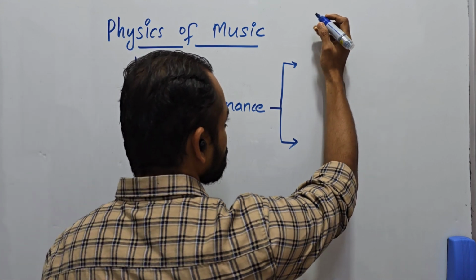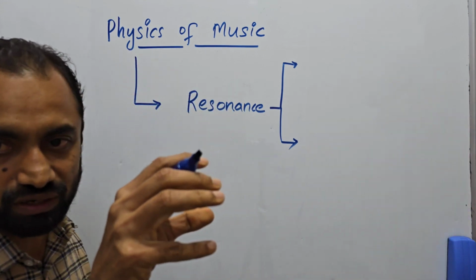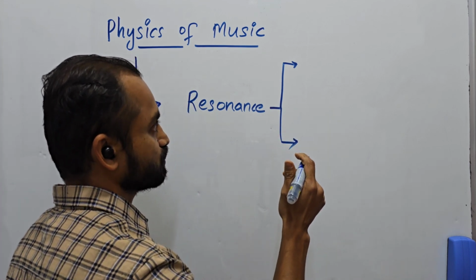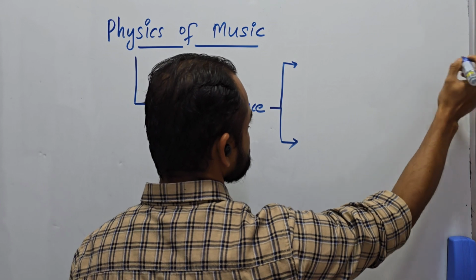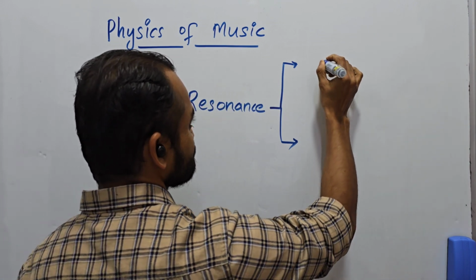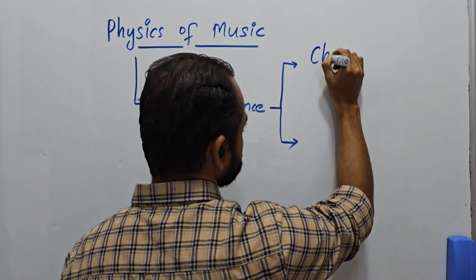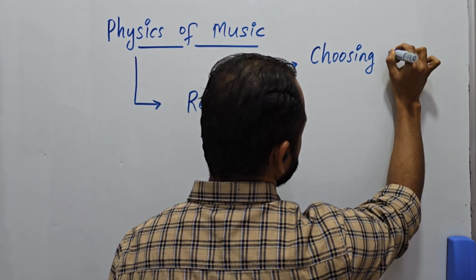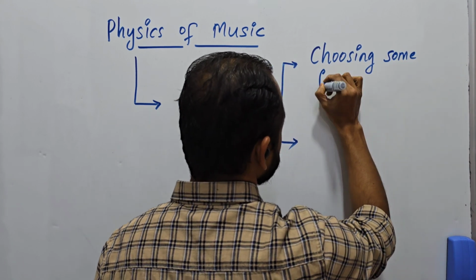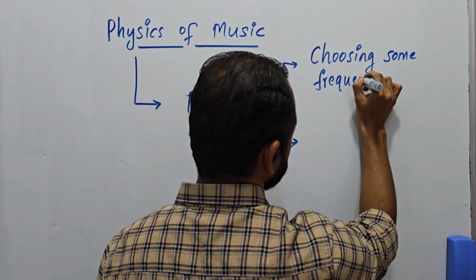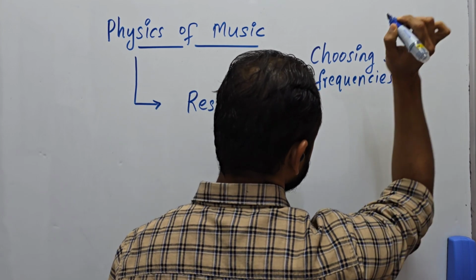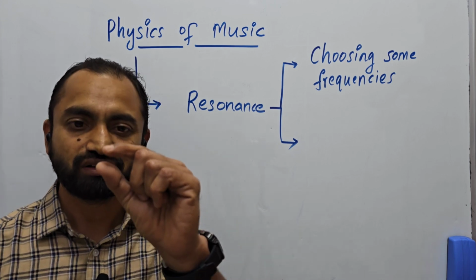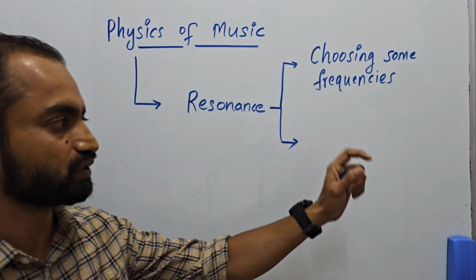Number one, we will select some frequency, meaning selecting some particular frequencies. Some frequencies we are choosing, right? For example, there are thousands of frequencies of sounds produced in the classroom. We are selecting a few frequencies from that.